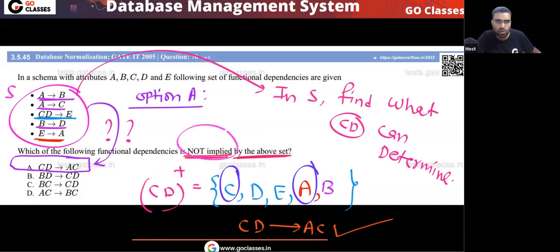But the question is asking not implied. This is what the question is asking, which is not implied. But actually this option A is implied. This FD is implied by S.